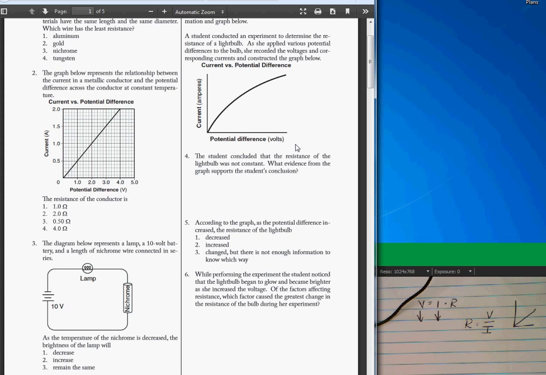For 5, according to the graph, as the potential difference increased, the resistance of the light bulb, as we see here, resistance, which is the voltage over current, is going to also decrease. And for 6, while performing the experiment, the student noticed that the light bulb began to glow and became brighter as she increased the voltage. Increasing the voltage is increasing the current, which means you're simultaneously increasing the power, so your light bulb will become brighter.